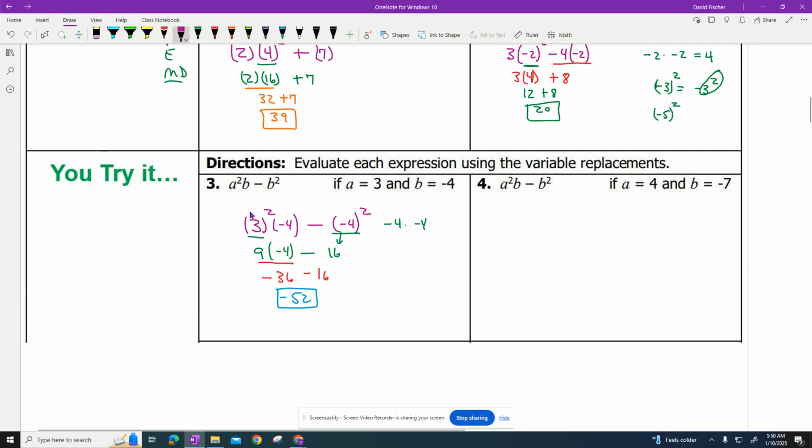I got the answers. Here's my a squared. I got 4 squared, put it in parentheses. There's my b, negative 7 minus, it's in the formula here, and I'll put minus 7 squared.